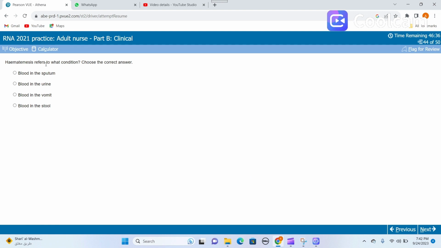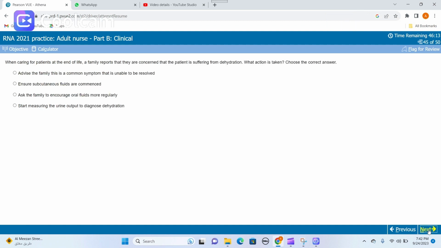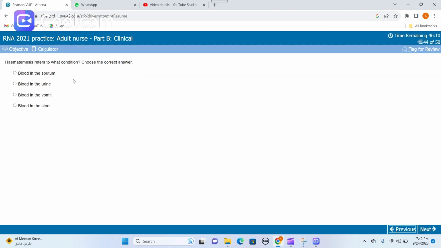Hematemesis, emesis refers to which of the following conditions? Emesis, always remember, emesis is the vomiting. Blood in sputum, blood in urine is hematuria, not there. Blood in vomit is okay. This might be blood in stool. Occult blood and all will be there. Have I selected the answer? You see, the answer: hematemesis, vomiting, blood in the vomiting.